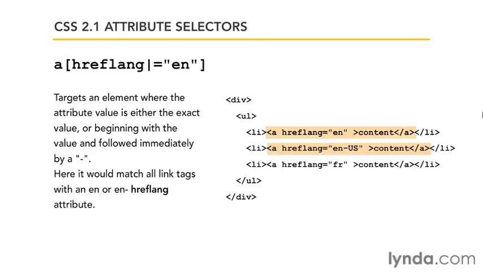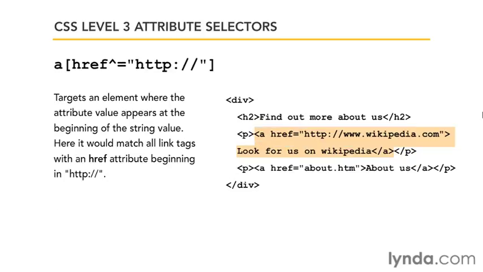CSS 3 extends attribute selectors by giving us more ways to match substrings within the attribute values. First, by adding the caret character before the equal sign, we search for attribute values that start with the listed prefix. Here, we're searching for any links that start with http://, which is an easy way to target absolute links.